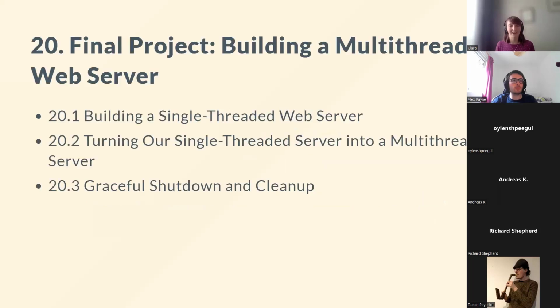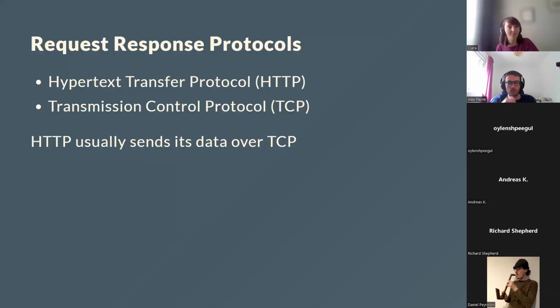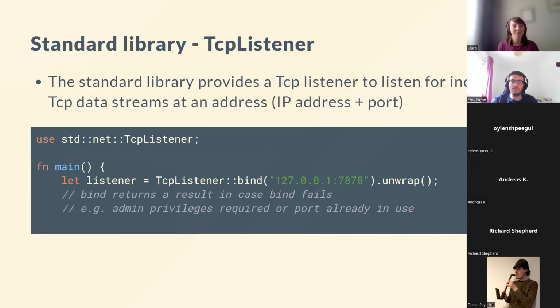subtleties of this chapter. So we're building a single-threaded web server to start with. Then we're trying to make it multi-threaded and then sorting out the shutdown and cleanup. Out of the box, Rust provides the ability to deal with HTTP and TCP protocols, sending HTTP over TCP. I will say from the start, I'm not a web person, so I won't go into detail about those, but the chapter talks through the simple parts of it anyway.